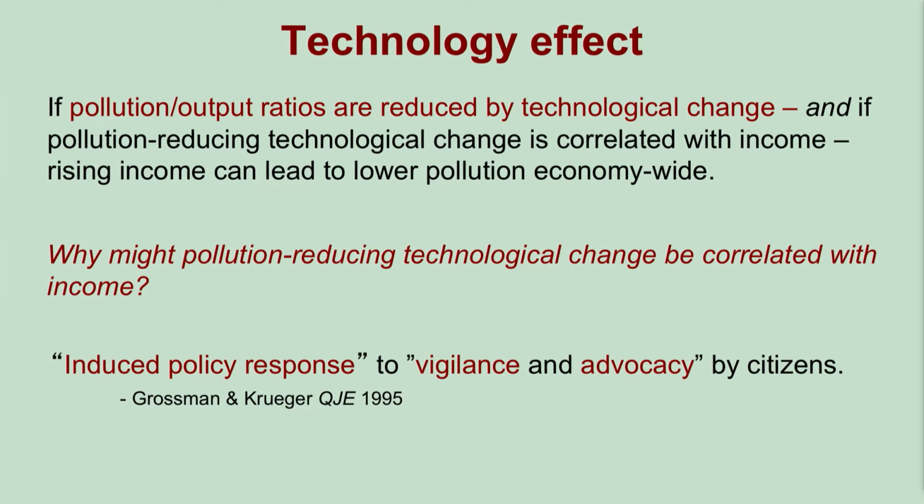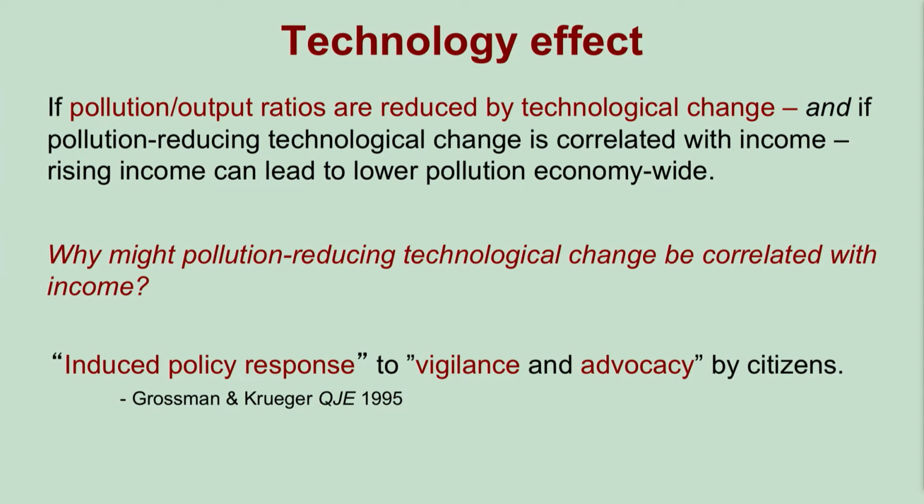That governments, and potentially also corporations and others, would respond to demand for better environmental quality on the part of the population, and that the population would make that demand effective through what they termed vigilance and advocacy. People would get together and demand cleaner air, cleaner water, etc. And this would lead to policy responses that would drive technological change and drive the technology effect, causing that downward sloping part of the environmental Kuznets curve.